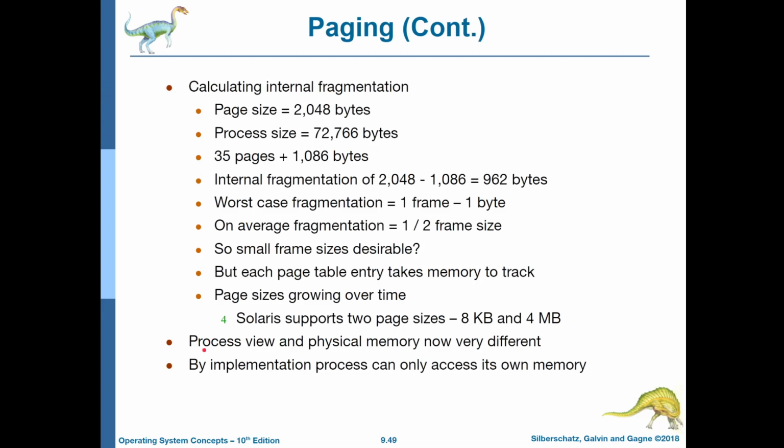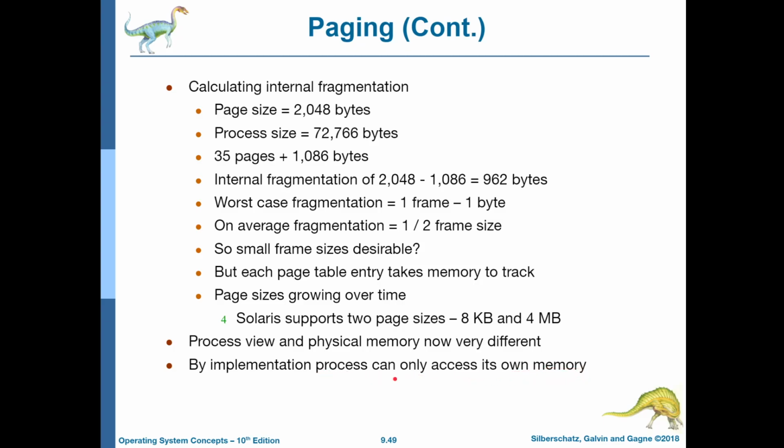So now our process view is very different from our physical memory. We've seen that the pages within a process can be scattered all over physical memory in various frames that are not contiguous and very often not even in the right order. But the nice thing about the paging system is that by implementation, just by the fact of how it's built, a process can only access its own memory.